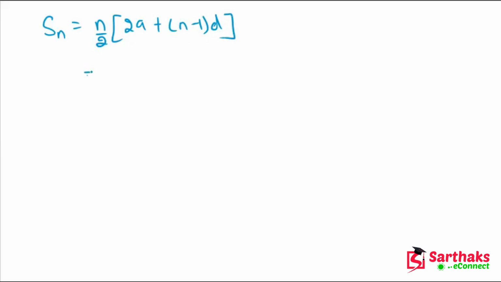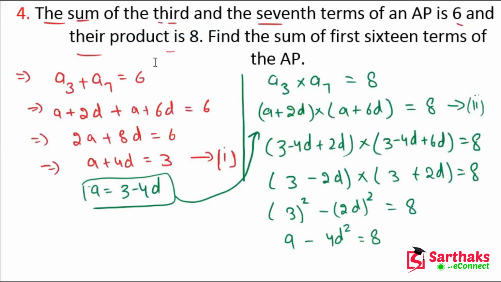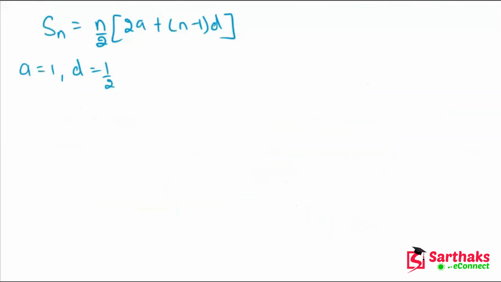So my dear friends, we are putting the value of this. First of all, we have to do it for a is equal to 1 and d is equal to 1 upon 2. We have to find the value of Sn for a is equal to 1 and d is equal to 1 upon 2. Okay, so we have to find the first 16 terms. So we have n is 16.